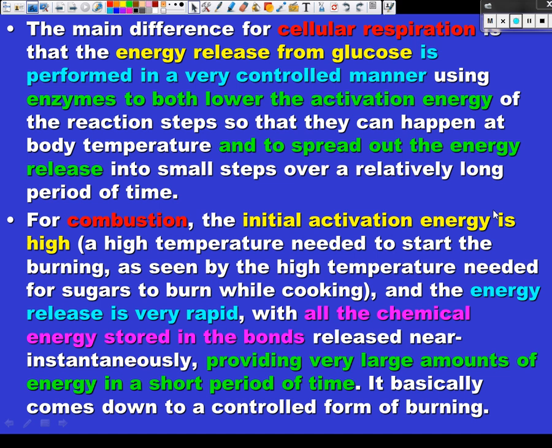But as seen at high pressure, high temperature is needed, like when sugar burns while cooking. And the energy release is very rapid, with all of the chemical energy stored in the bonds released near instantaneously, providing very large amounts of energy in a short period of time. It basically comes down to a controlled form of burning. You guys have seen the whoosh bottle, right? Okay. You put the thing in it, you put the lighter, and it looks like a jet engine taking off. I've showed you that. Okay. So that is a form of combustion. If I have some alcohol, yeah. Exactly. Okay, so it's releasing energy.